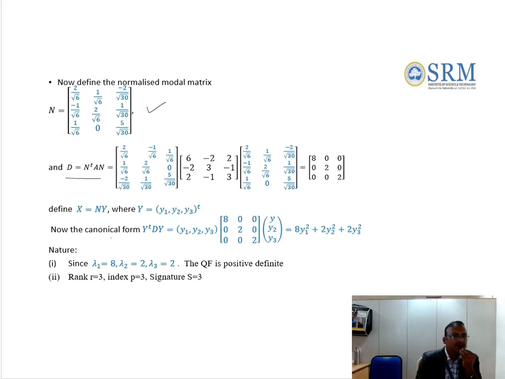By using the similar definition x equal to Ny, where y equals this column vector, the canonical form is y transpose D into y equal to 8y1 square plus 2y2 square plus 2y3 square. From this we see that all the eigenvalues are positive, so the quadratic form is positive definite. Since all the eigenvalues are positive, the rank equals 3 and the index equals 3, so the signature is also 3.